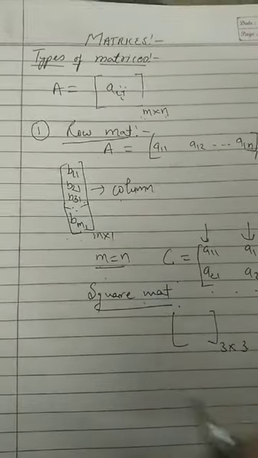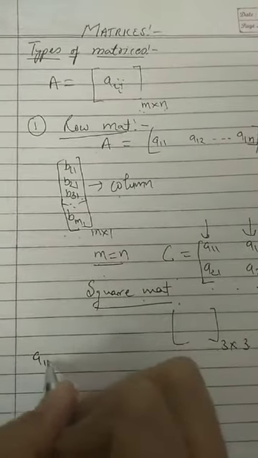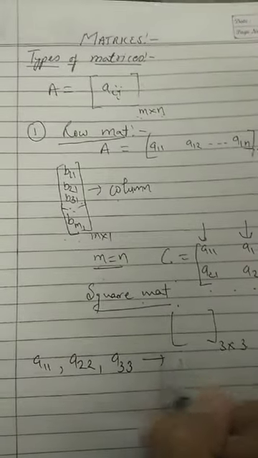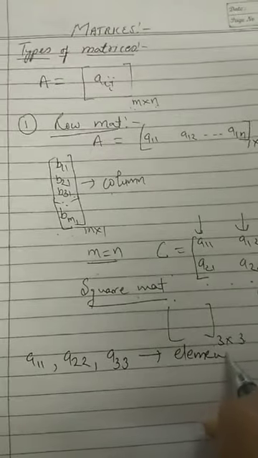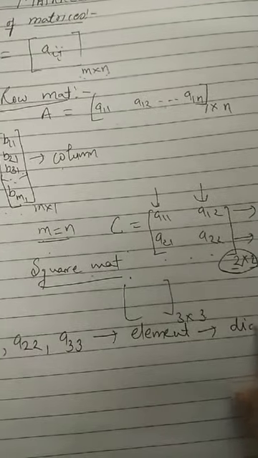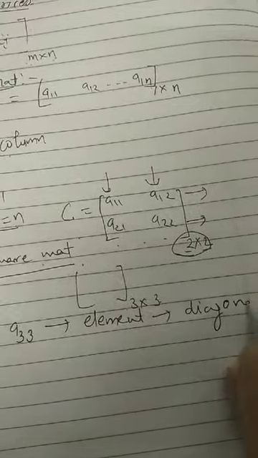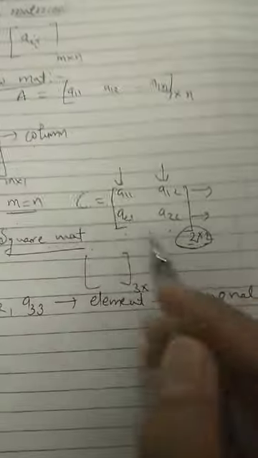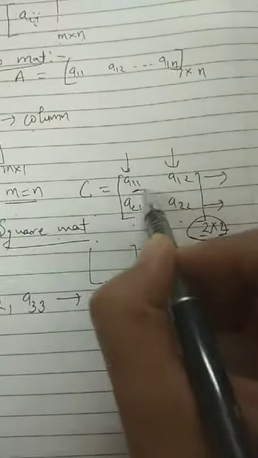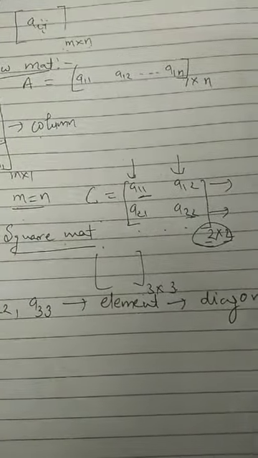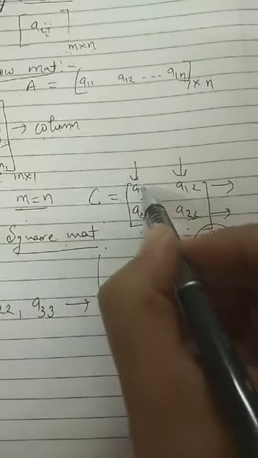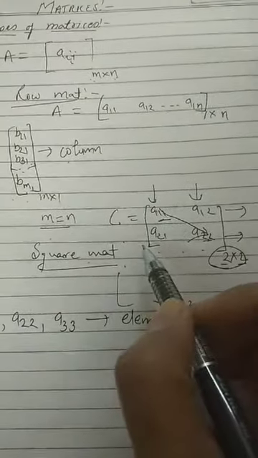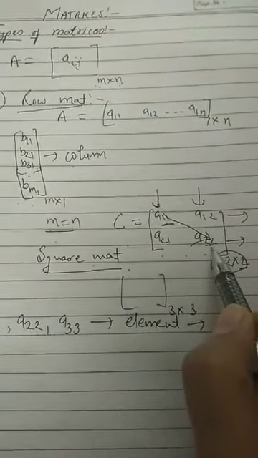Since it is a square, it will definitely have a diagonal also, but in matrices we have only one diagonal. The elements like a11, a22, a33 are called the diagonal elements of the square matrix. Here, what are the diagonal elements? 11 and 22. There is no 33 element because it is not of order 3 by 3. This side will be called the diagonal.